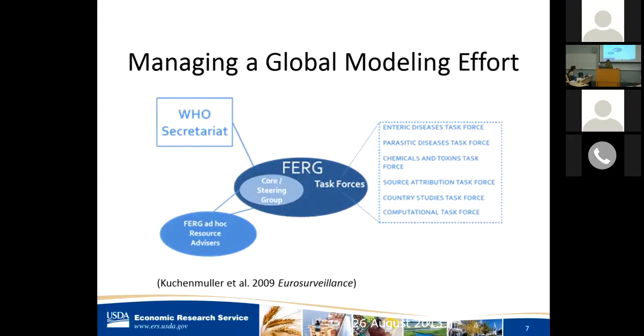So, study overview. It's a large project that involved, as I say, over 100 scientists. It was organized around a series of hazard-based task forces. So the Enteric Disease Task Force, or parasitic or chemicals, did the disease incidence work and the burden of disease estimates. The source attribution task force that I worked with did the source attribution, and then we have country studies, and the computational task force put it all together under the great leadership of Ari Havilar. He did a lot of work.